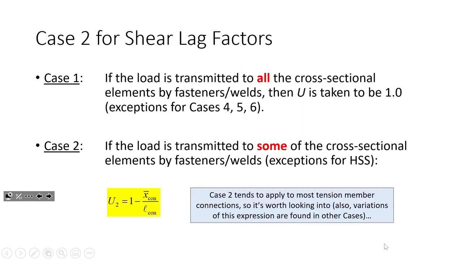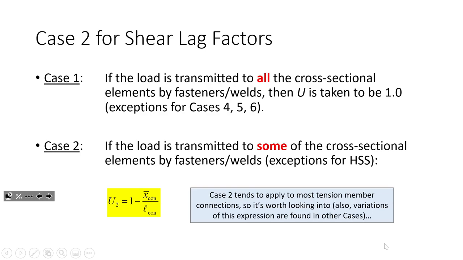So this just says what I said before. Case 1 says if all the load is transmitted, then U is 1. And so what it's saying in case 1 is that, yes, those stress discontinuities are there, but if you're transmitting the load to all of the cross-sectional elements, what they're saying is that at the net section, the shear lag effects are enough that we can neglect them. But a lot of times in steel design, that isn't the case.